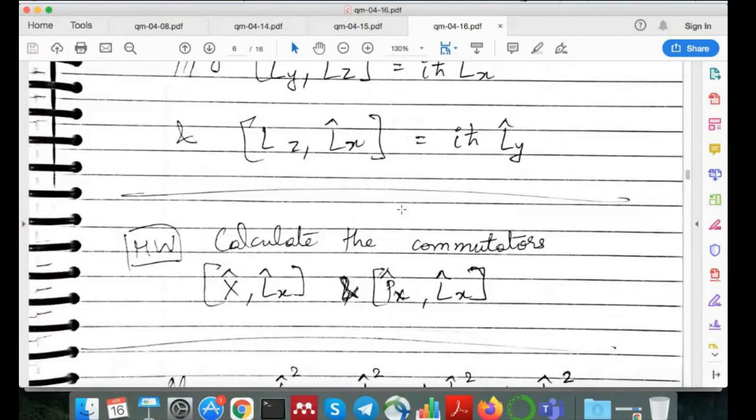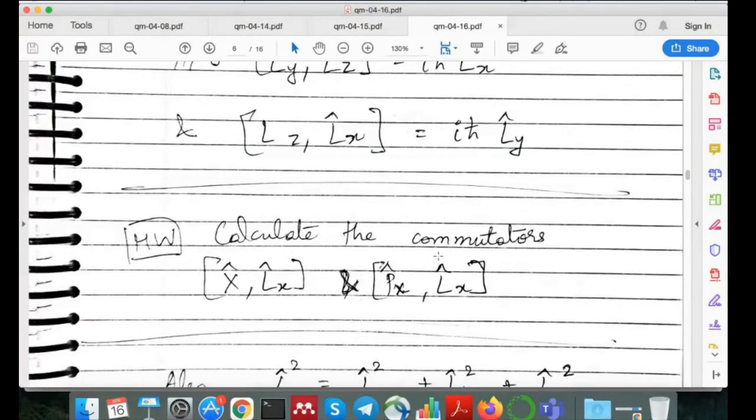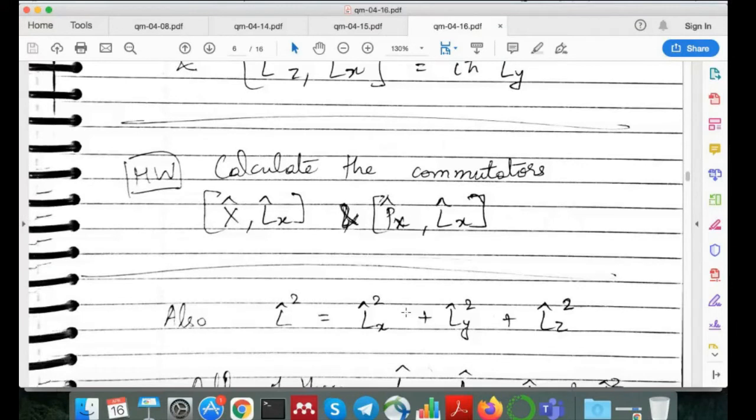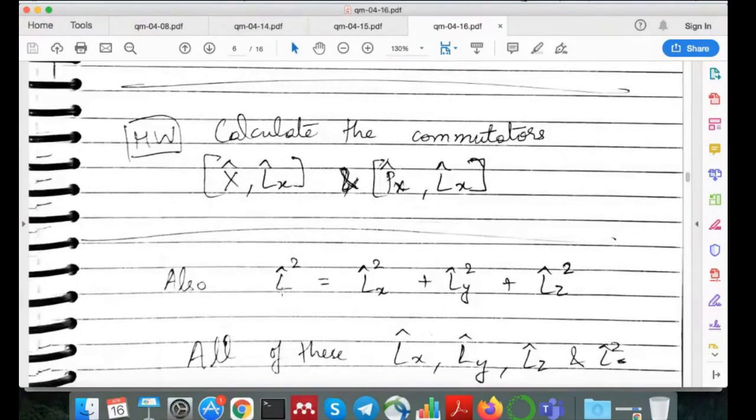All right. So I'm giving you a small homework. You have to find the commutator of x, Lx, and you have to find the commutator of px, Lx, and see what answer you get. Now there is another operator called the L squared operator, and that is given by Lx squared plus Ly squared plus Lz squared. So this is your L squared operator.